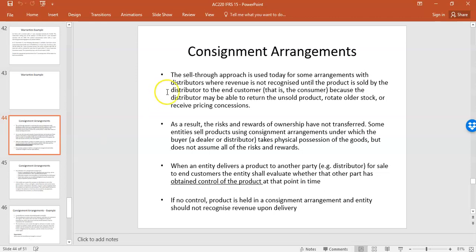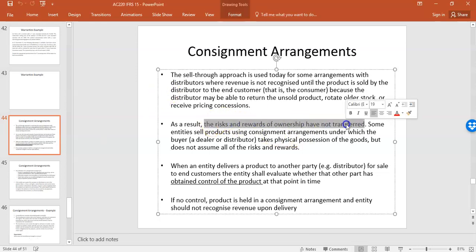So essentially this is what's known as a consignment arrangement, where all the risks and reward of ownership haven't transferred. Because the retailer, if they don't sell them on, they can give them back to the manufacturer or the distributor. So even though they have physical possession of the goods in their store, from an accounting perspective, they're still in the ownership of the manufacturer. So they're on consignment somewhere else. So you might come across it in auditing as well. It's an important one to watch for.